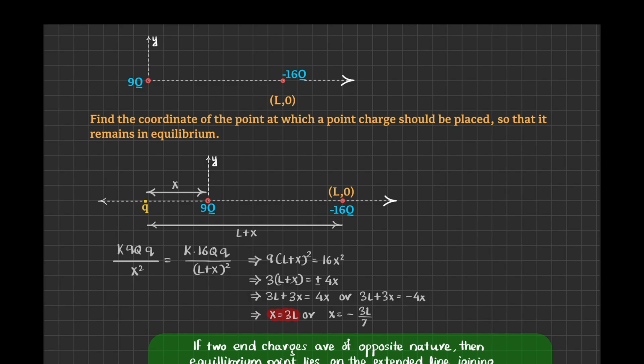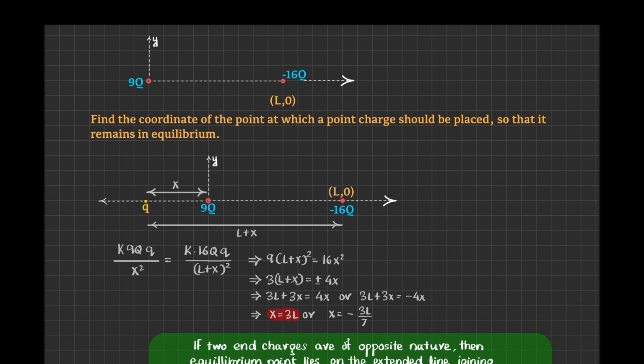So the concept here says, if the two end charges are of opposite nature, then the equilibrium point lies on the extended line joining the two charges. So we join the two charges and extend it beyond the two charges. In that case, the equilibrium point lies on the extended line and closer to the charge having smaller magnitude. Look here, 9q and minus 16q. If we see the magnitude, this is 9 and this is 16, right? So the equilibrium point lies near the smaller magnitude charge. It is nearer to 9q.